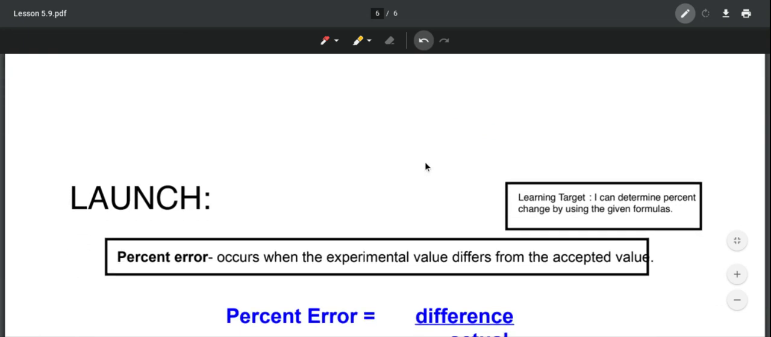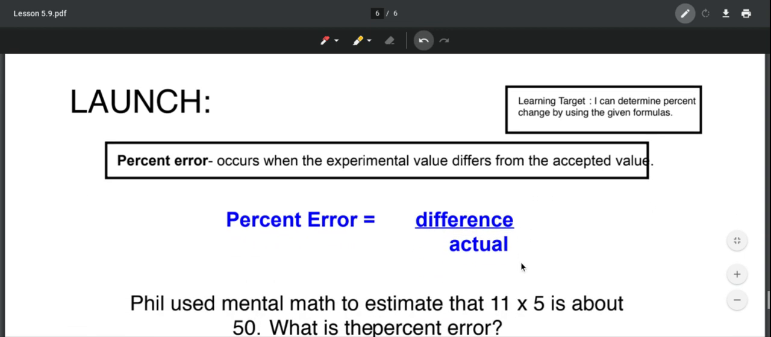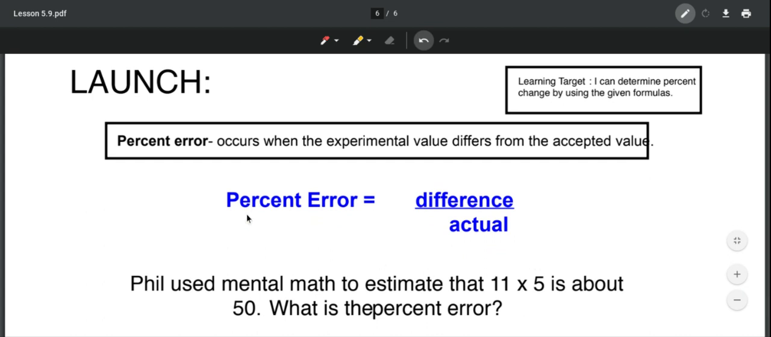So now let's take a look at percent error. A percent error occurs when the experimental value differs from the accepted value. So what does that mean? Let's take a look at an actual example. Finding percent error is very similar to finding percent increase and decrease. We would take the difference between the experimental value and the accepted or the actual value, and then divide it by the actual value.